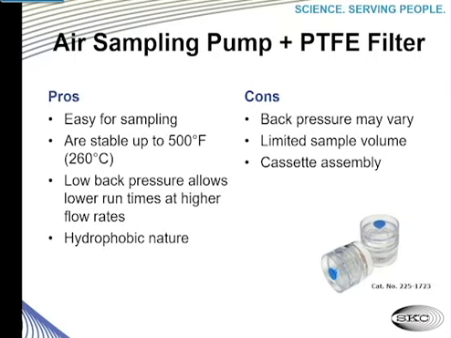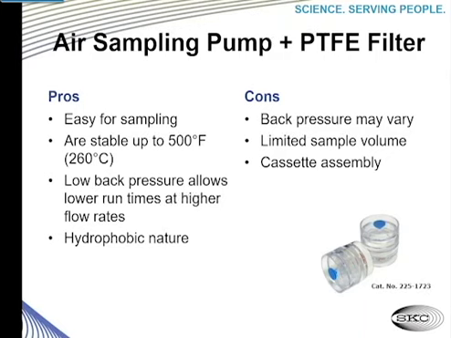Of course, this sampler has its pros and its cons. The pros include: this is an easy sampler to use for sampling. It's a small sampling pump with a small cassette. It's pretty much like doing a typical air sampling. They are stable up to elevated temperatures, like up to 500 degrees Fahrenheit or 260 degrees Celsius. They are hydrophobic. That is why they're good for this type of sampling.